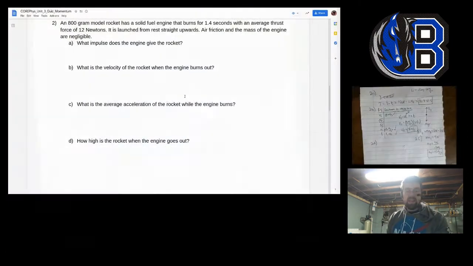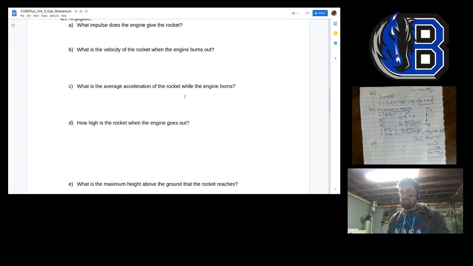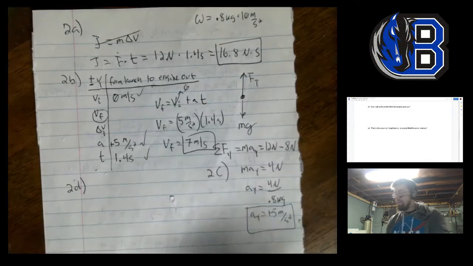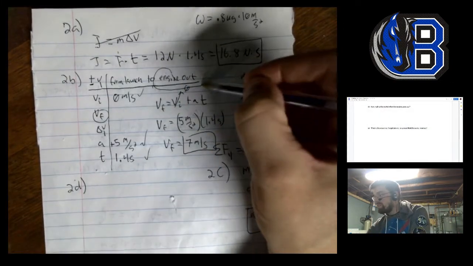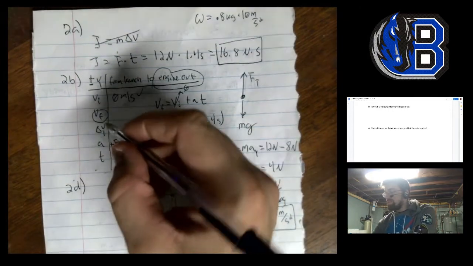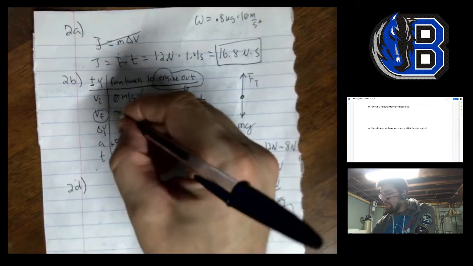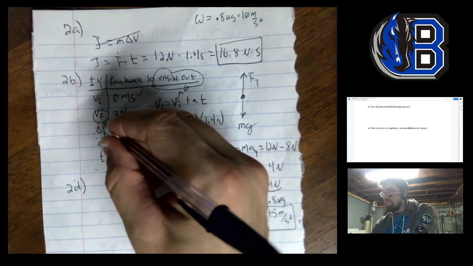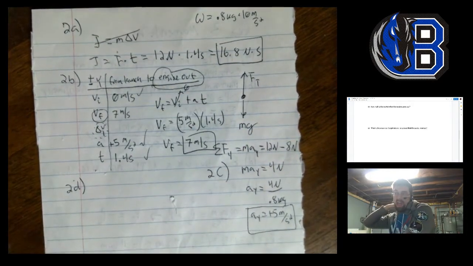(2D), how high is the rocket when the engine goes out? We're using the same kinematics chart. How high is it when the engine goes out? Now we have that 7, and I want the displacement during that time.